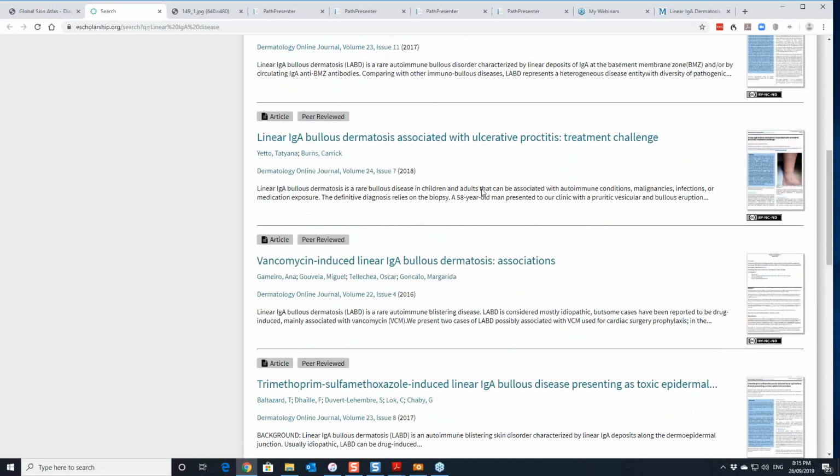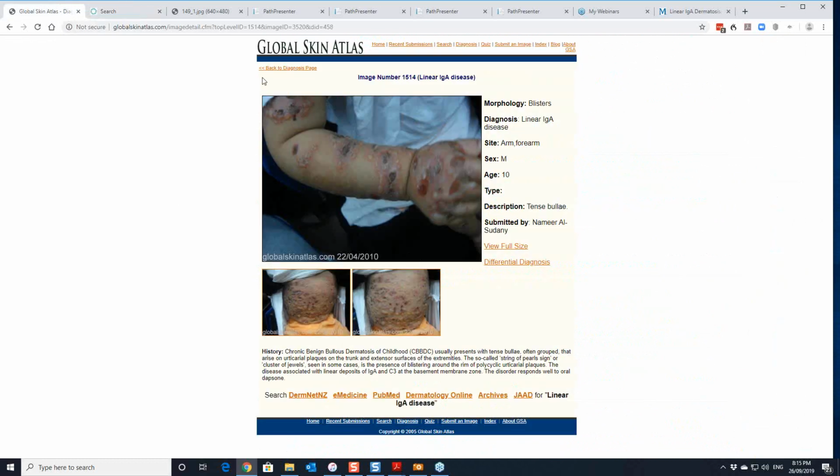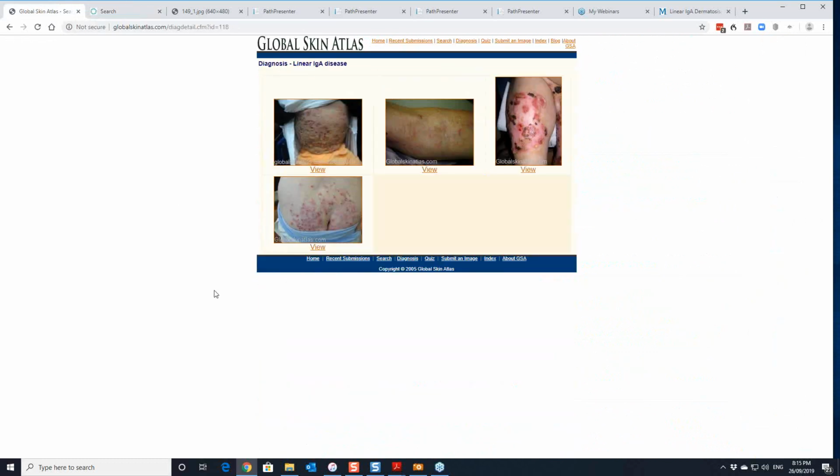on this condition. So, as I say, we've got some good images here in Global Skin Atlas, and I hope that gives you a better idea of the histology of this condition and the treatment essentially with dapsone. Oral steroids can be used, but they're not the primary drug as they would be in bullous pemphigoid.